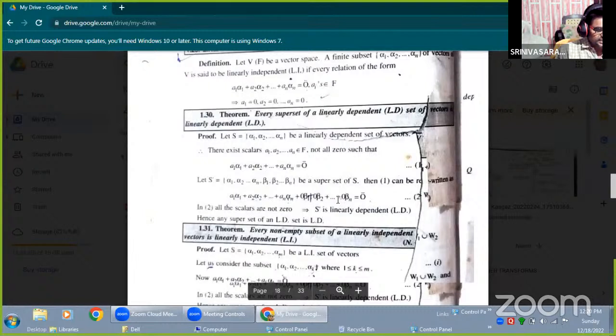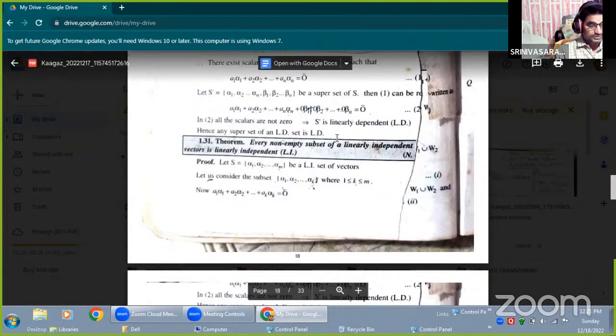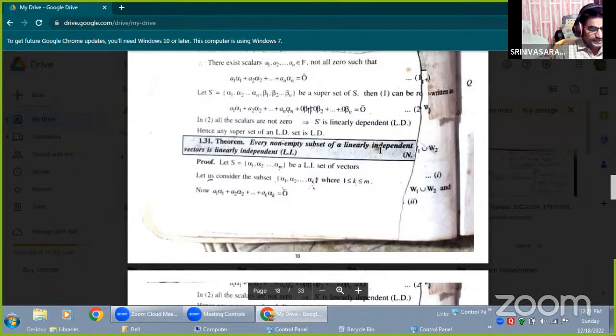So the given superset is also linearly dependent, because it includes the vectors of the given finite set S. That's why a superset of linearly dependent vectors is also linearly dependent. Therefore, that's a very simple part. Next, the second theorem: every non-empty subset of a linearly independent set of vectors is linearly independent. Not superset, subset is there.